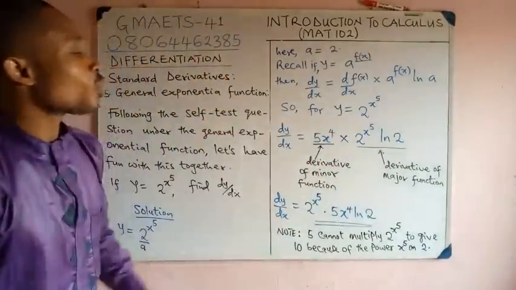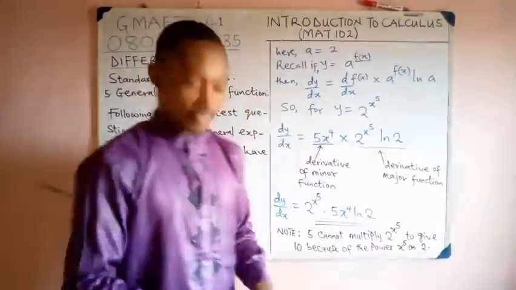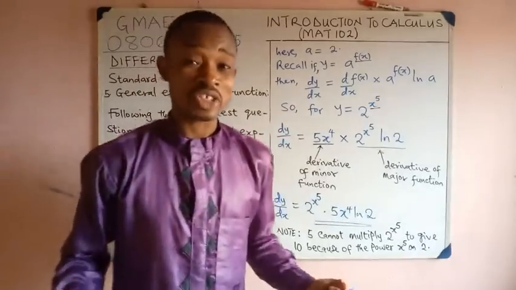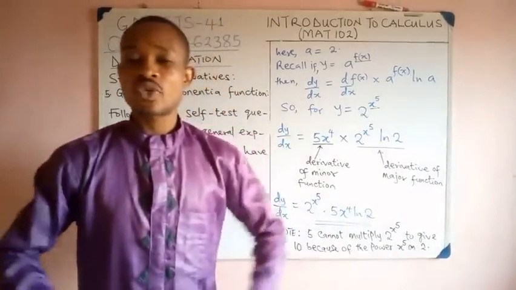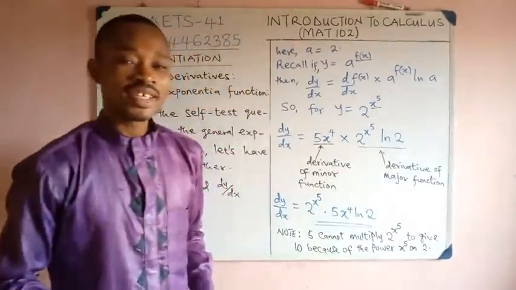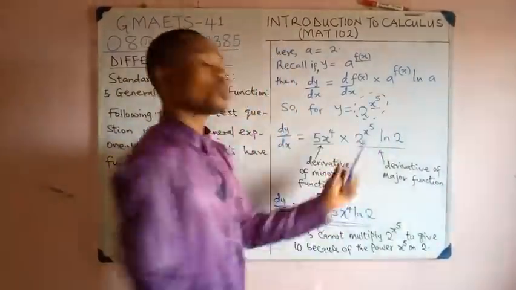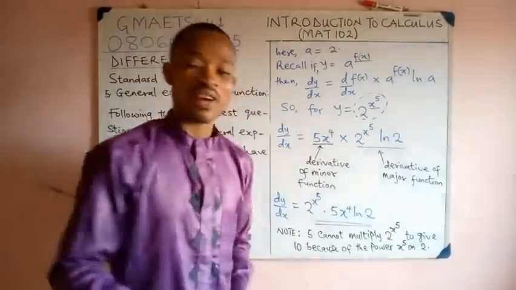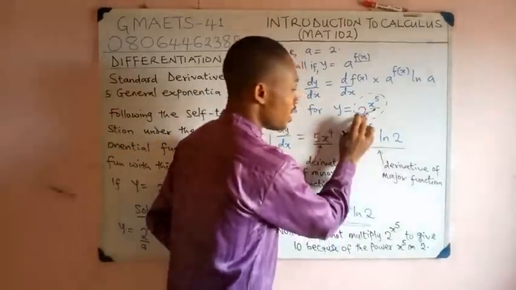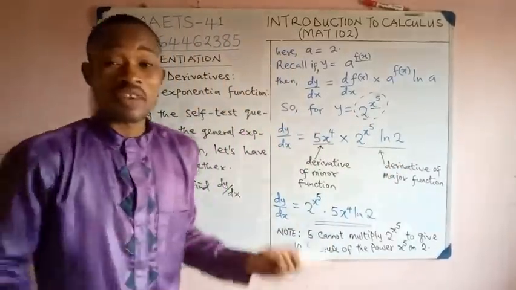So for y equal to 2 raised to power x, and then raised to power 5, how do we differentiate that? Let us quickly identify our minor function to be x raised to power 5, so we're going to differentiate that. If you differentiate x raised to power 5, what are you going to get? 5x raised to power 4. Then multiply it by this whole thing itself, which is 2 raised to power x raised to power 5. And then finally you multiply by ln of the base, which happens to be 2. You're done.